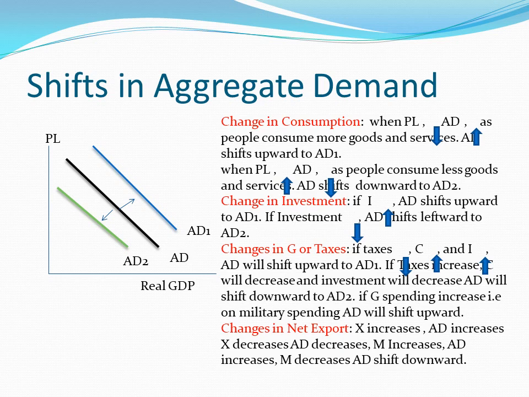So the next point is change in investment. If investment increases, aggregate demand shifts upward from AD to AD1. Or if there are fewer investment opportunities in the country, or if investment is down in the country, overall the aggregate demand curve will shift downward, or you can say leftward.